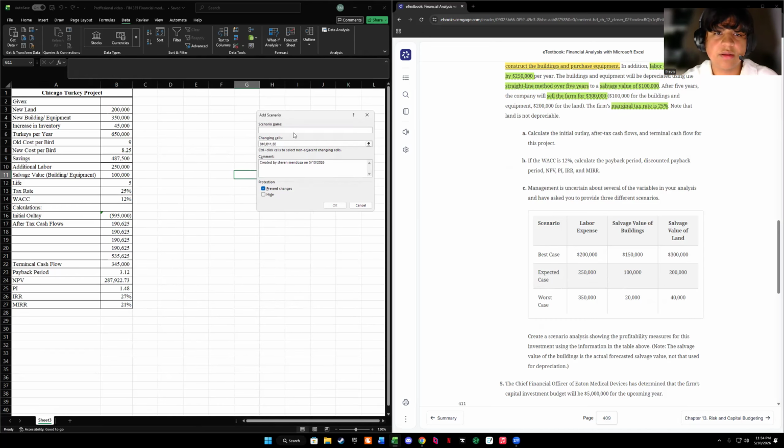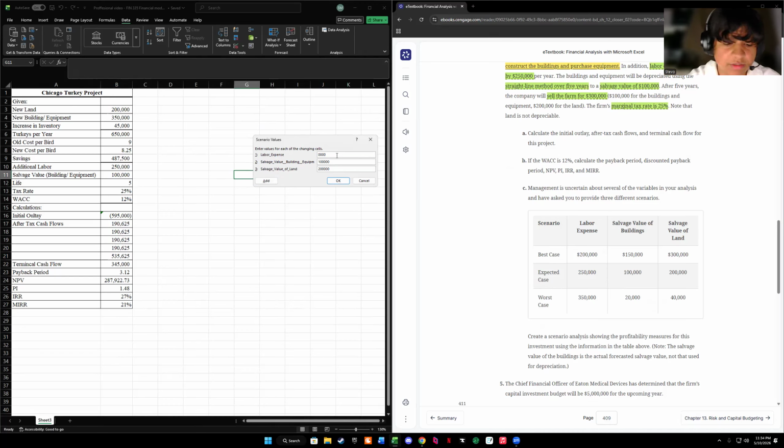And then go ahead and add another one. Just do worst case. Then the cells are already there. Worst case, labor expense is going to be at 350. That's good. Worst case, salvage value is going to be at 20,000. One less zero, yep. And then 40,000.